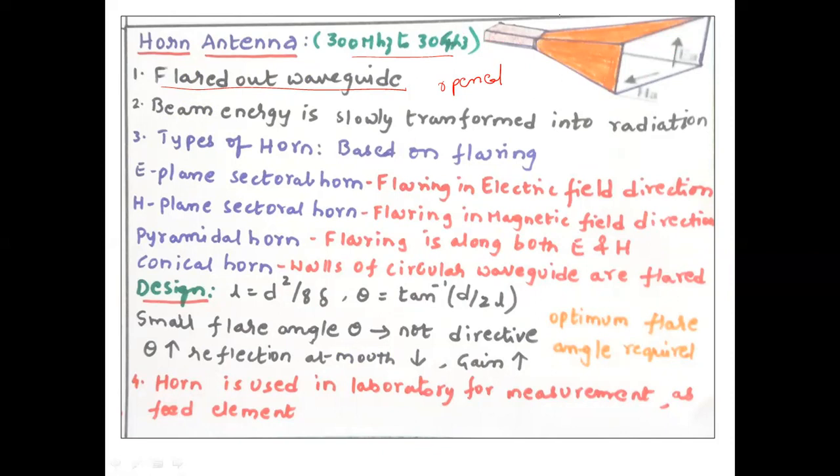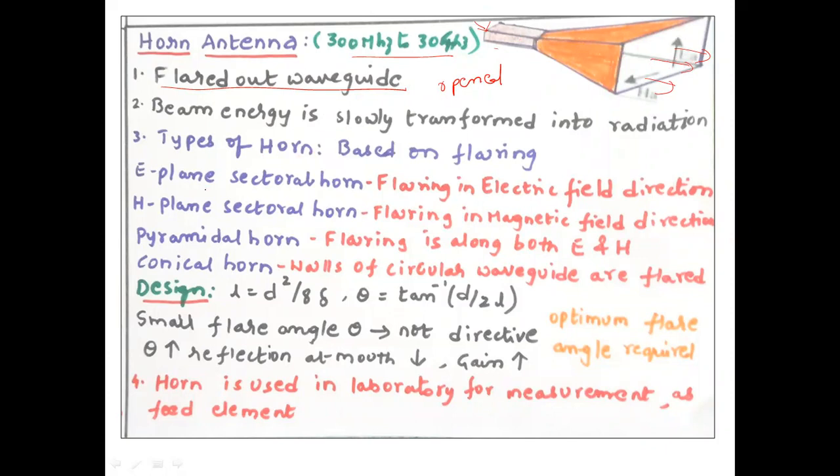If you close this part, initially you just have a rectangular waveguide. That is just extended or opened or flared out like this in the form of an antenna. So here the beam energy is slowly transformed into radiation. From this end, the TE modes enter and they exit like this. Why this flaring is done: the basic reason is impedance matching and to increase the directivity. All these are the reasons for the flaring done for this antenna.